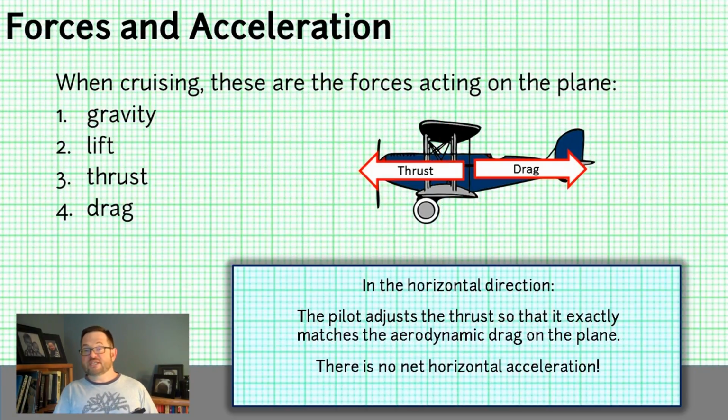Same with the horizontal direction. The pilot adjusts the engine so that it is not producing as much thrust anymore, but they don't turn the engines off either, because they want to produce some thrust so that it exactly balances the aerodynamic drag on the airplane. You have drag pointing backwards, slowing the plane down, but you have thrust pushing the plane forward, and as long as they're exactly balanced, then you'll have no horizontal acceleration. The plane's not going to be changing its velocity.